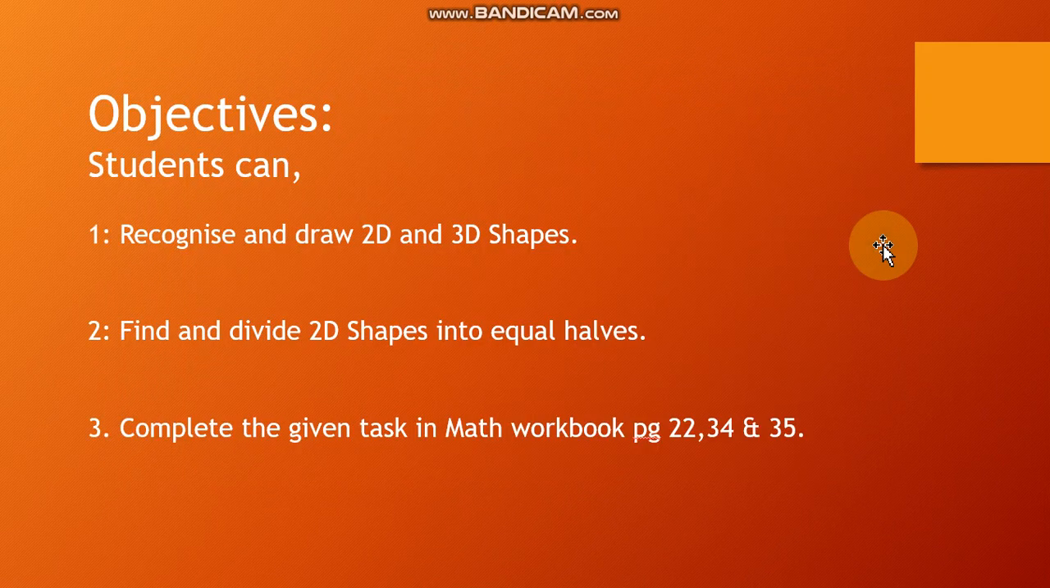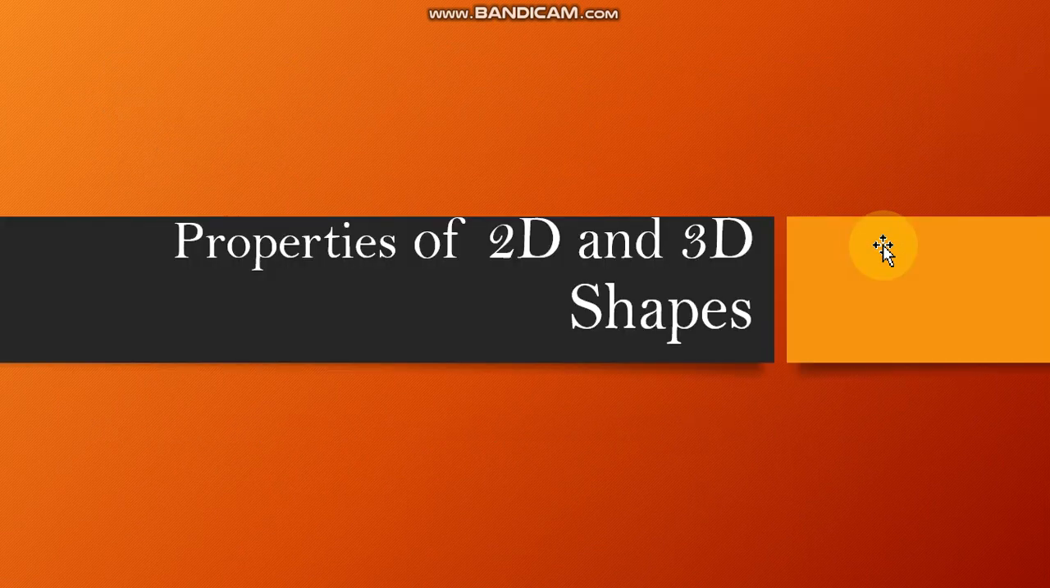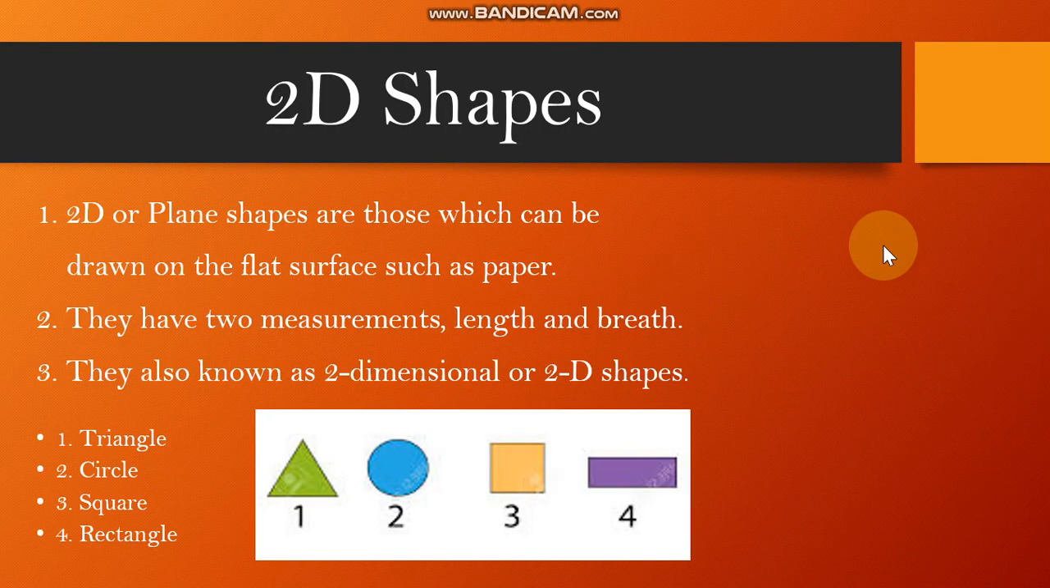The objectives of today's lesson are: recognize and draw 2D and 3D shapes. Find and divide 2D shapes into equal halves. Complete the given task in Math Workbook pages 22, 34 and 35. Let's have a look at the properties of 2D and 3D shapes.